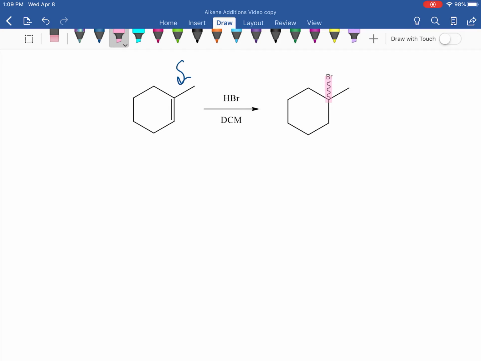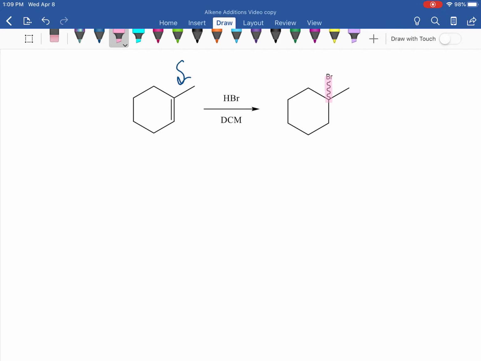And look at that fun squiggle line. That doesn't mean anything. It was just pretty. No, I'm just kidding. That actually means that this will be completely racemic. What that squiggle line means is that it can be both up and down, 50-50, or bold or dash, 50-50. That is completely racemic. So sometimes that's a shortcut with that squiggle line.